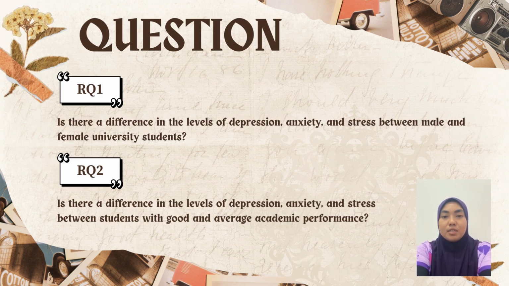Okay, next. For the research question, first, is there a difference in the levels of depression, anxiety, and stress between male and female university students? And second, is there a difference in the levels of depression, anxiety, and stress between students with good and average academic performance?